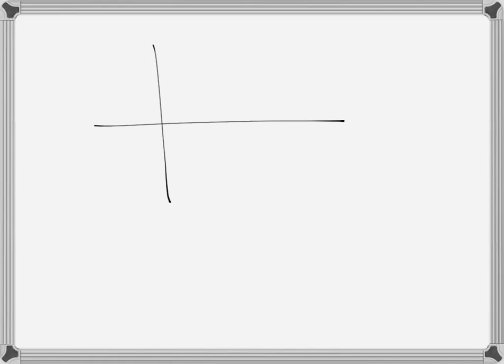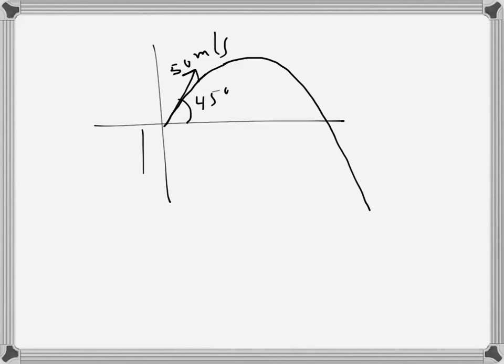A particle is thrown at a velocity of 30 meters per second at an angle of 45 degrees, and it lands in a ditch 10 meters deep. So we need to find, this is 10 meters, how long it takes to reach there, and then how far it lands, so this distance.